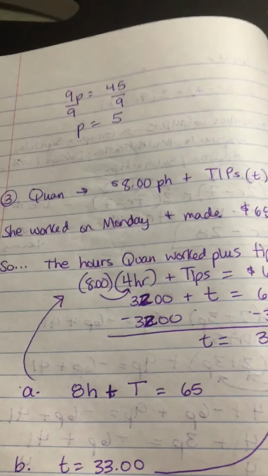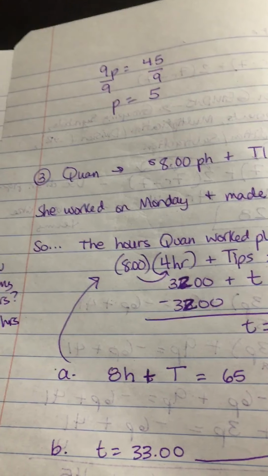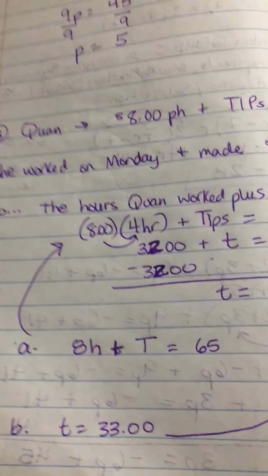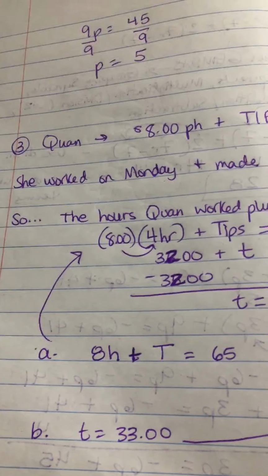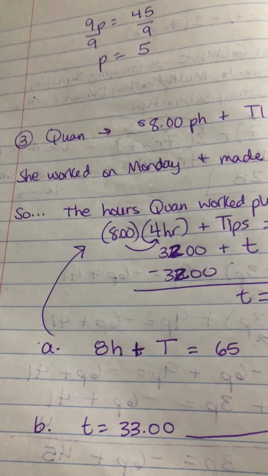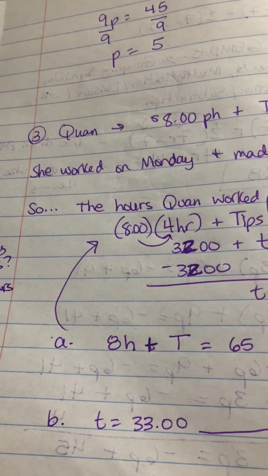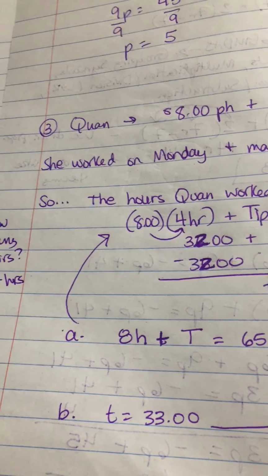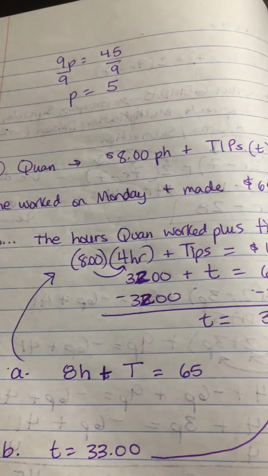Okay? So, analyze the problem. What is it asking? Well, like I mentioned before, it's asking us to write an equation. That is part A. You have to write the equation in order to get credit for part A. Part B is where you put the answer. How much was the tip for that day? It says that she has a job that pays her $8 an hour plus her tip. Then it says that on Monday, she worked 4 hours.